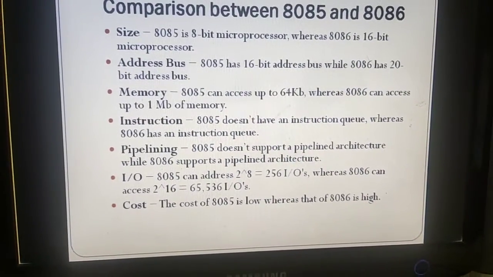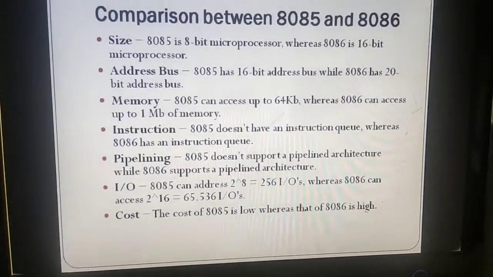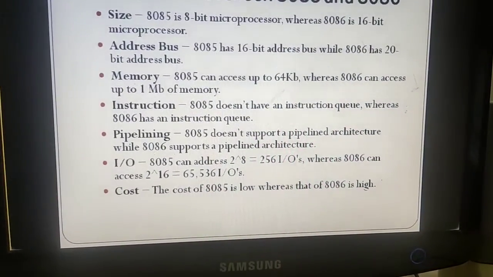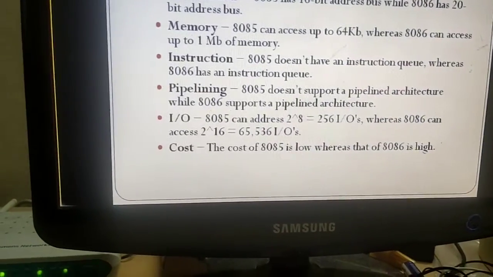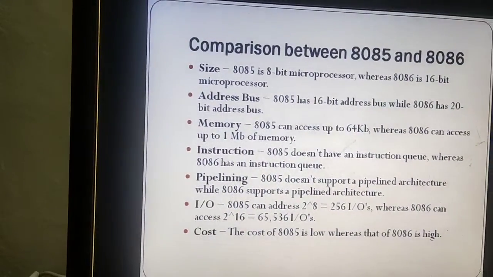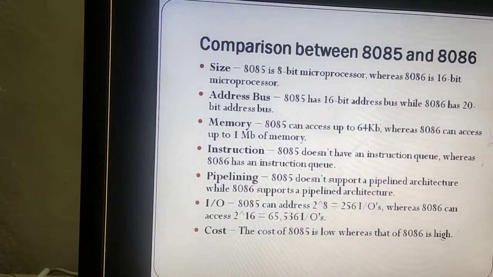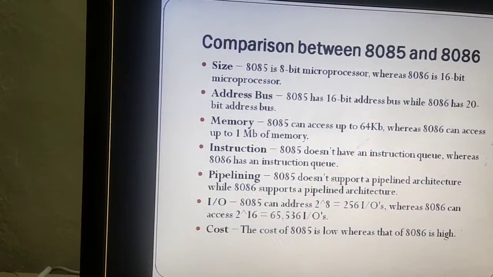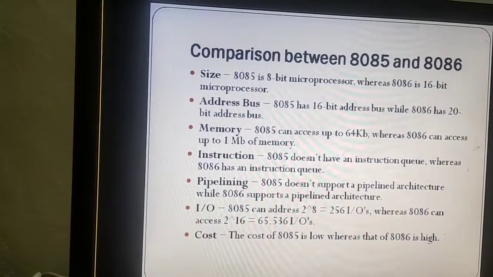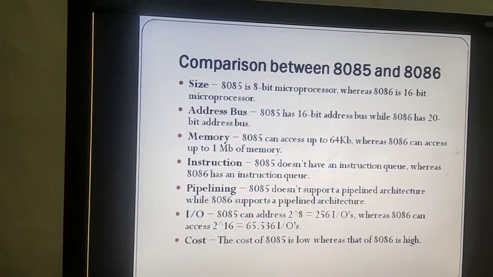8085 does not have any instruction queue, whereas 8086 has an instruction queue. As I told you, 8085 does not support pipelined architecture, whereas 8086 supports pipelined architecture. So I told you input-output devices, 8085 can address up to 2 power 8, that is 256 input outputs, whereas 8086 can access up to 2 power 16, that is 65,536 input outputs. So better data handling capability, better input and output access. So definitely 8086 is a costly processor when compared to 8085.